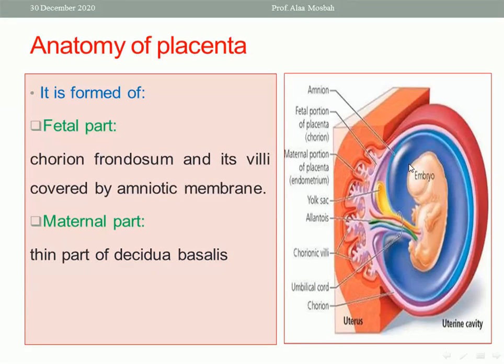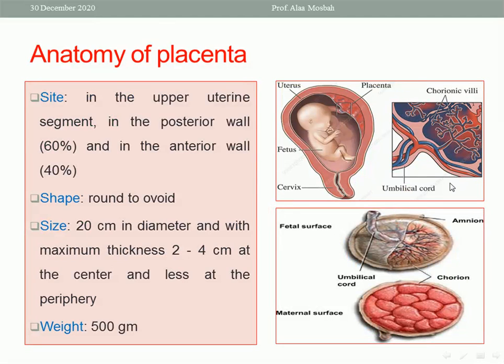So what about the anatomy? Anatomy of the placenta. We know the placenta is formed of fetal part, which is the chorion frondosum, this part, the chorionic villi, and maternal part, which is the decidua basalis. Both of them will form the placenta. So what about the size of the placenta and its shape and weight?